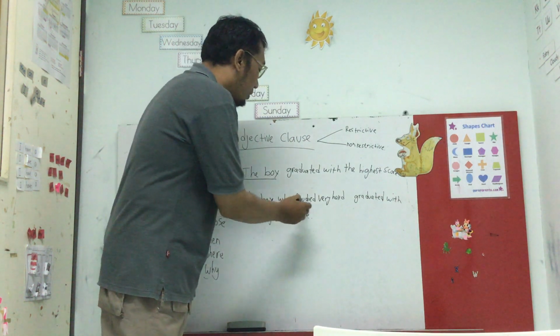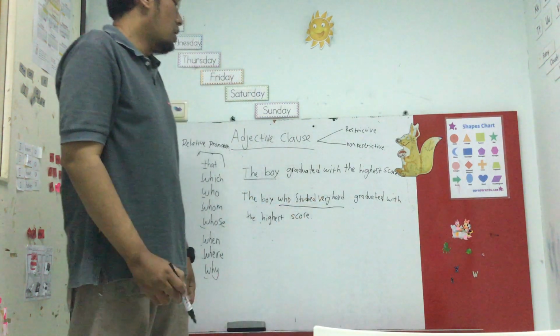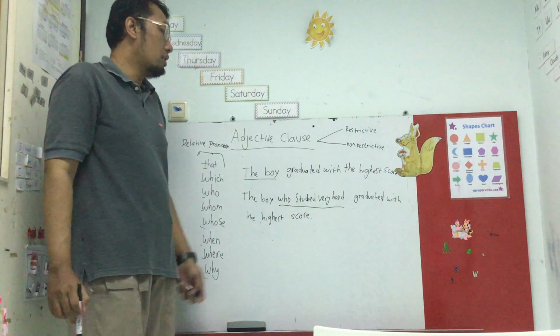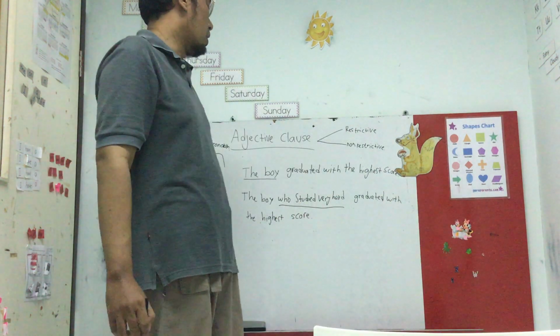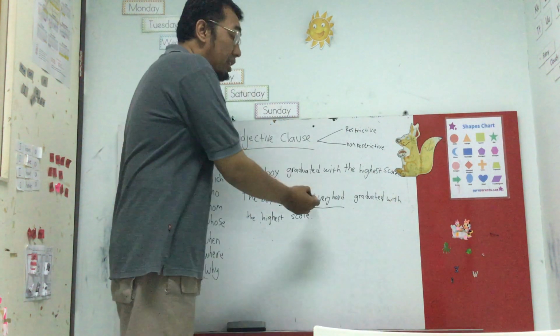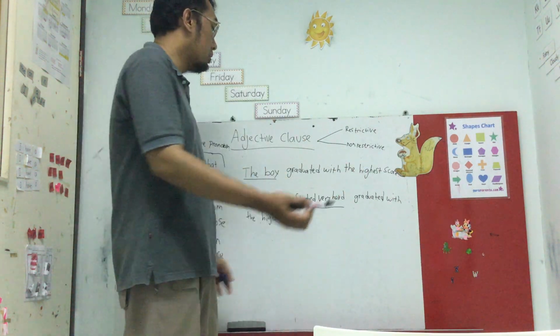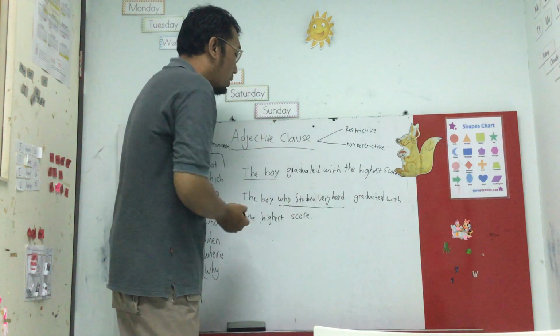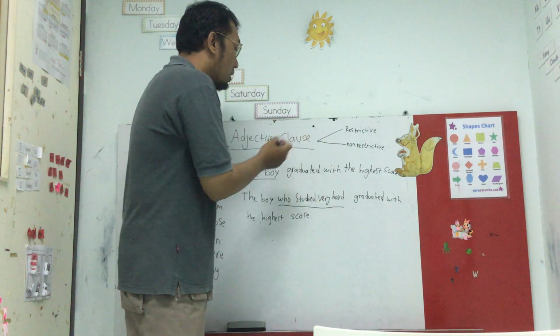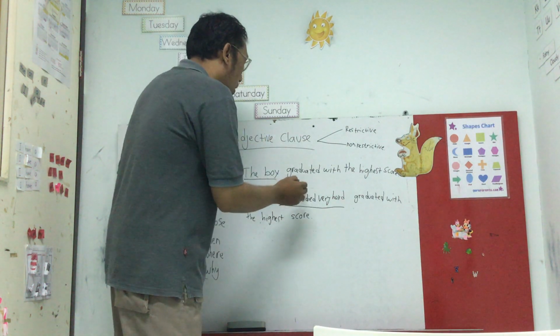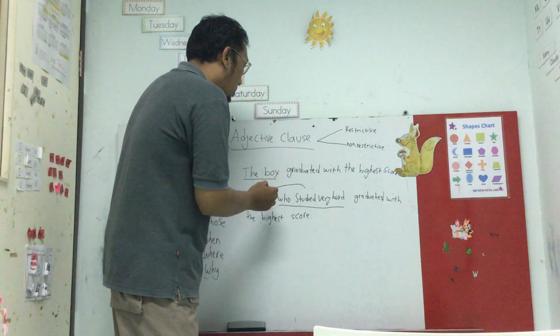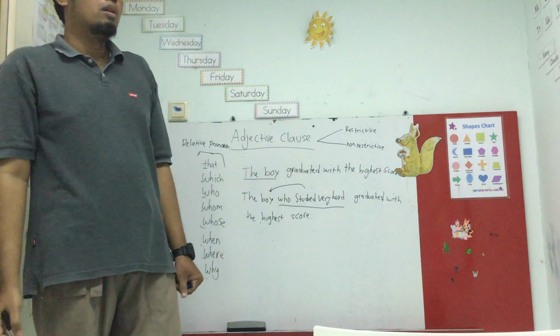So what type of adjective clause is this? This is a restrictive clause. Why? Because we need this information to know which boy it is. So that's why we call it a restrictive adjective clause. This one explains more about the boy.